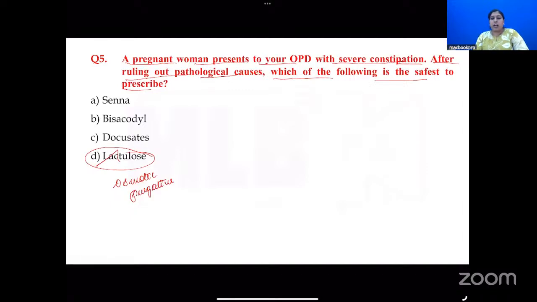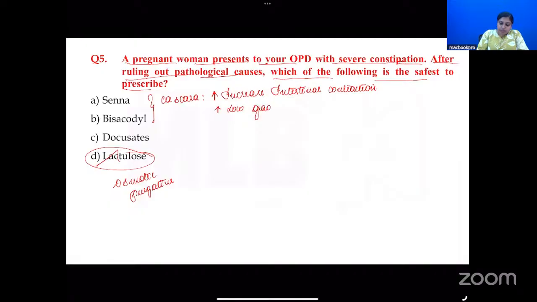Few words about Senna and bisacodyl. These two drugs, along with another drug, Cascara, come under the classification of drugs that increase intestinal contraction. So these drugs primarily act by increasing the intestinal contraction, and they also cause low-grade inflammation, aiding in mobilizing the stool.